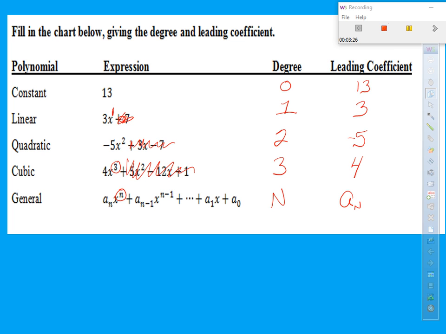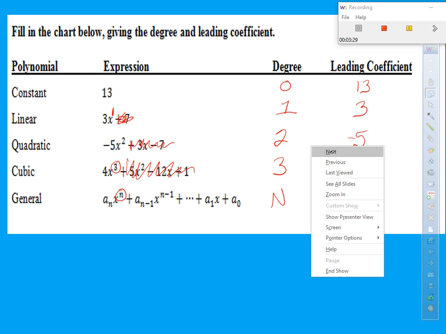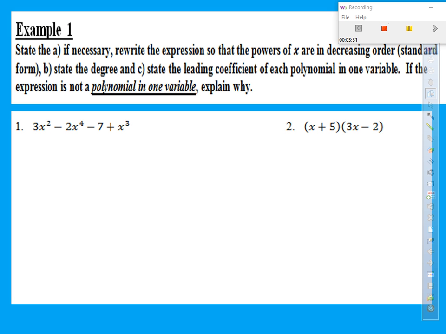So, come over to your first example there. What I'd like to do on these is first put them in standard form, so the highest power down, as long as they're in one variable. When I look at this one, notice that the only variable we're dealing with is the x. So it is a polynomial in one variable. So let's put it in order first. Go find your highest power.